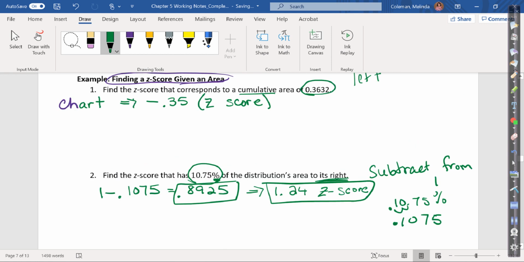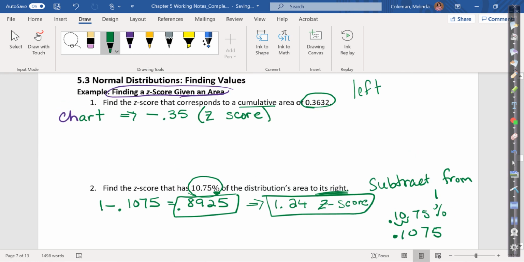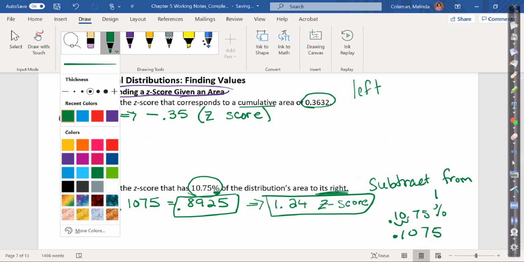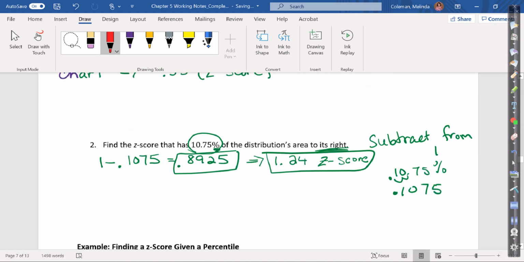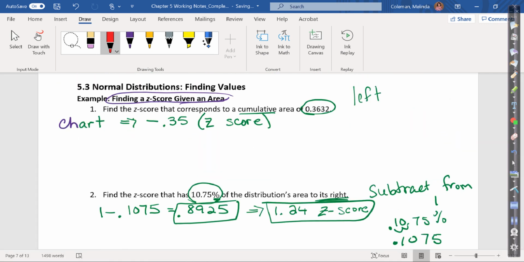What is nice about this, though, is you can also, again, use your calculator. Because we are doing the opposite of what we've done before, we can't use the same function. We have to use a different function. And so the function we're going to use this time is going to be the inverse normal. Inverse means opposite. So opposite of the normal would be the inverse normal. We're doing the opposite.